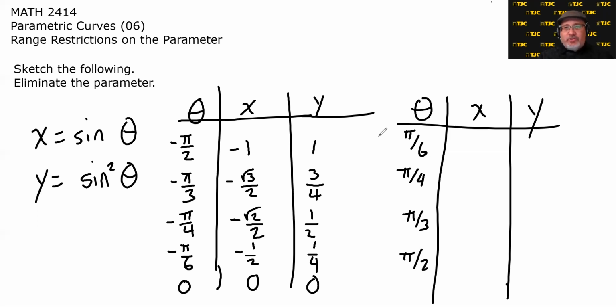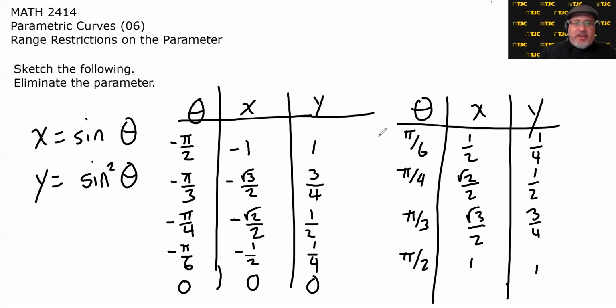Well, our x-coordinates are just going to start being the same ones we had, except in reverse order and positive. So 1/2, square root of 2 over 2, square root of 3 over 2, and then 1. And when we square those, we're going to get the exact same y-coordinates as before. 1/4, 1/2, 3/4, and 1.